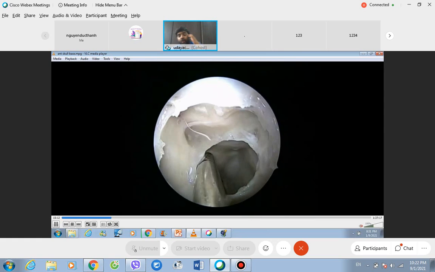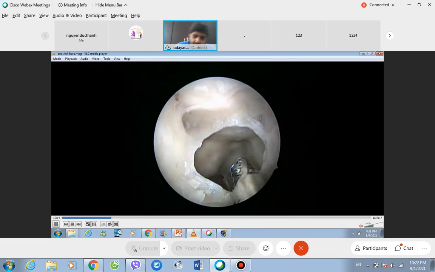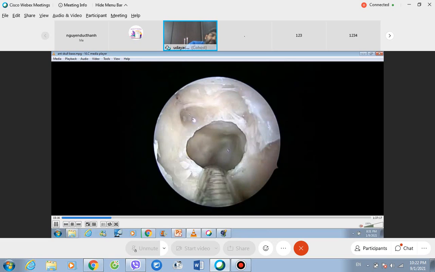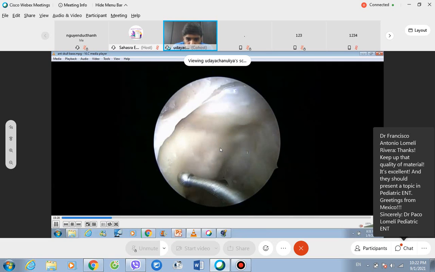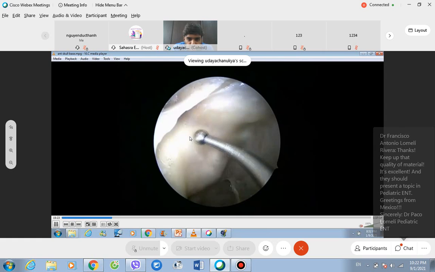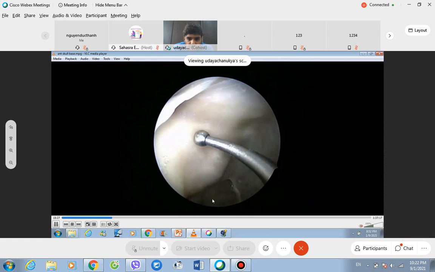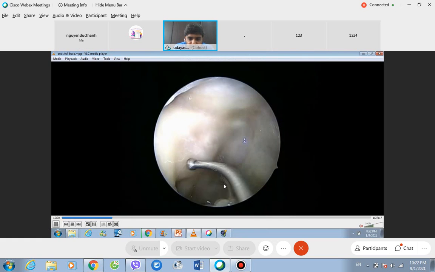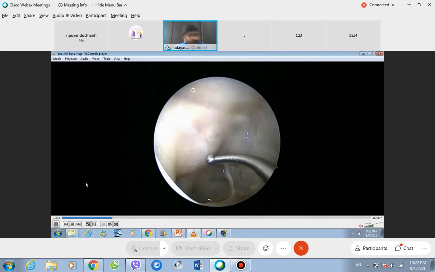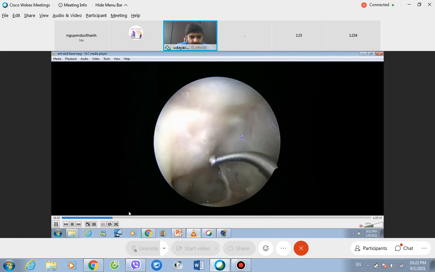So we will see the right optic nerve, right carotid artery, right carotid optic recess if the pneumatization is more. This is the optic nerve, this is the carotid, and this is the clivus in the right sphenoid sinus. And that's the end of this presentation.